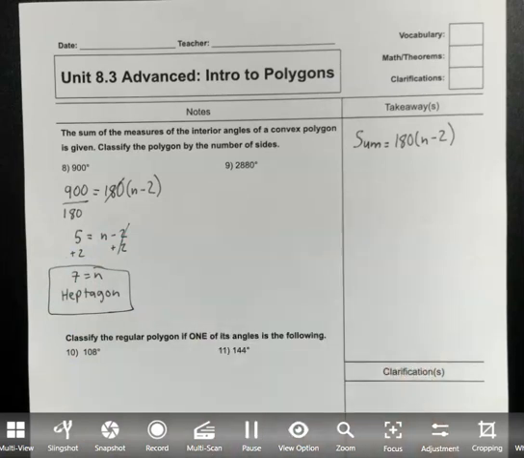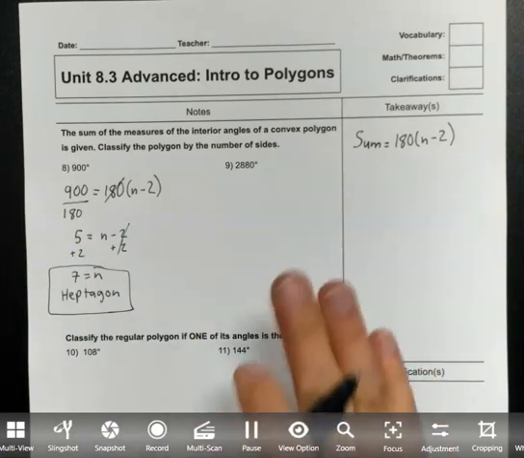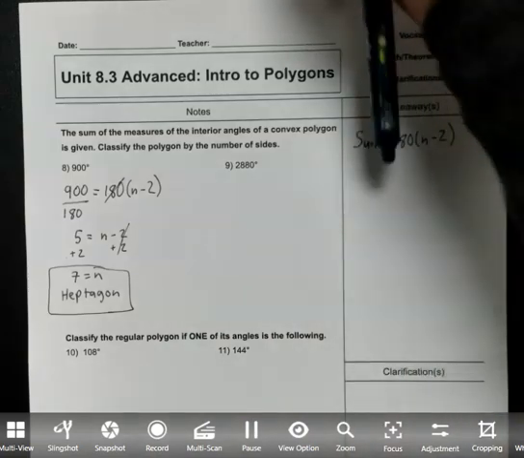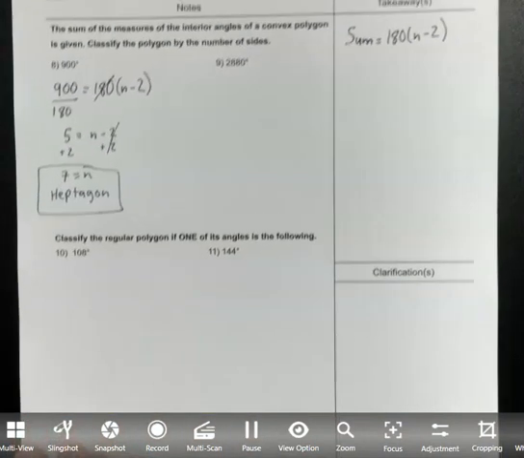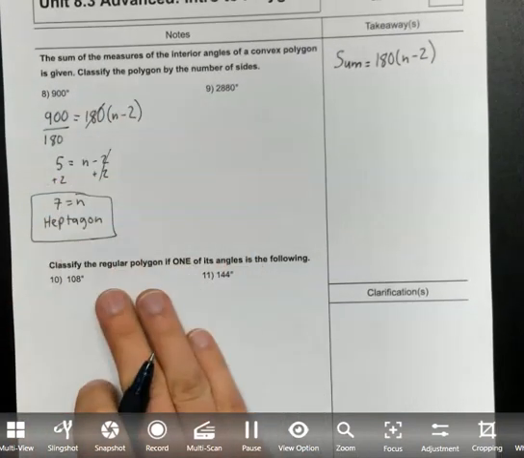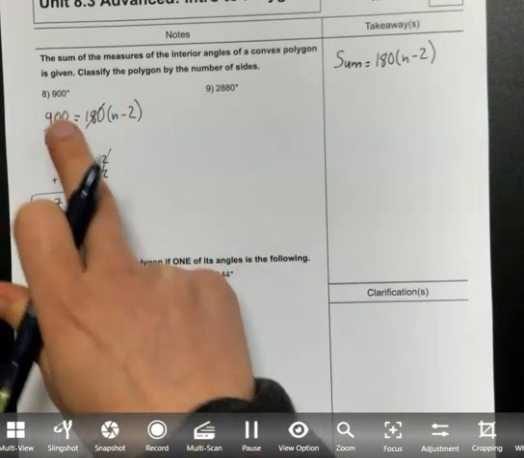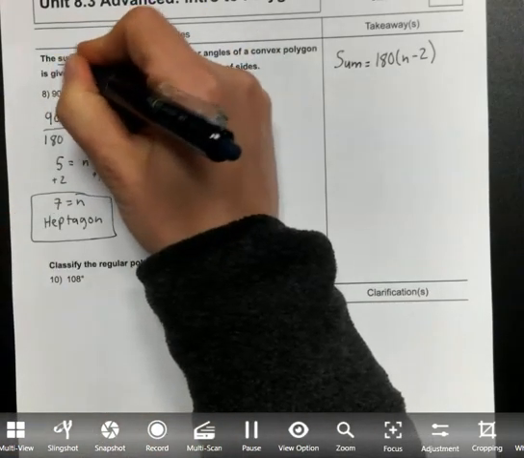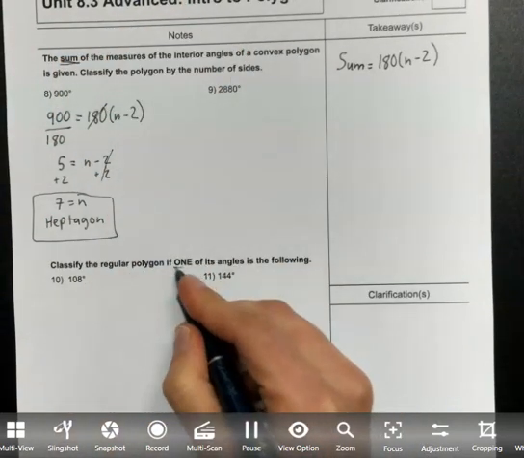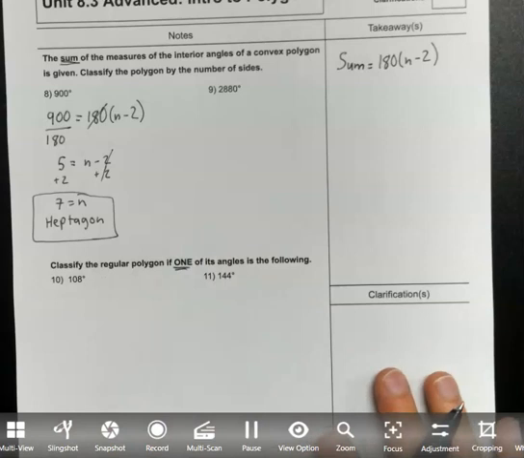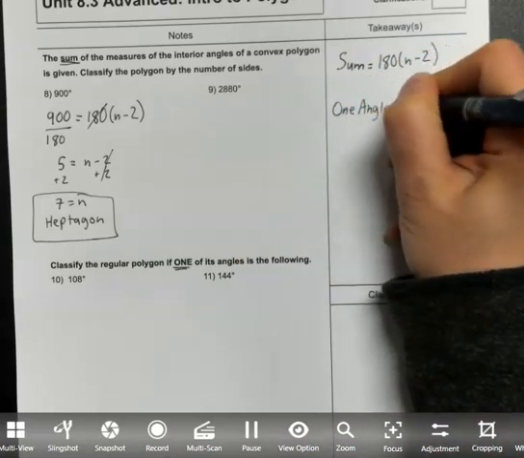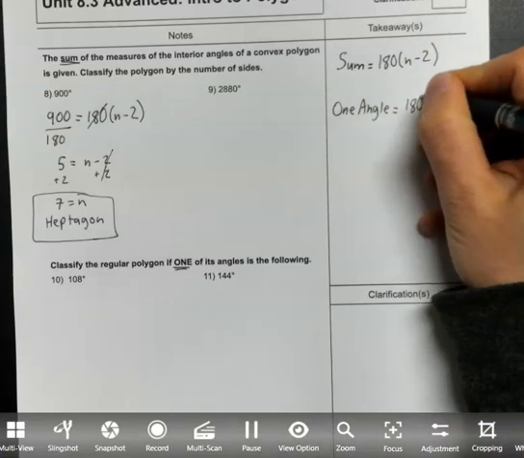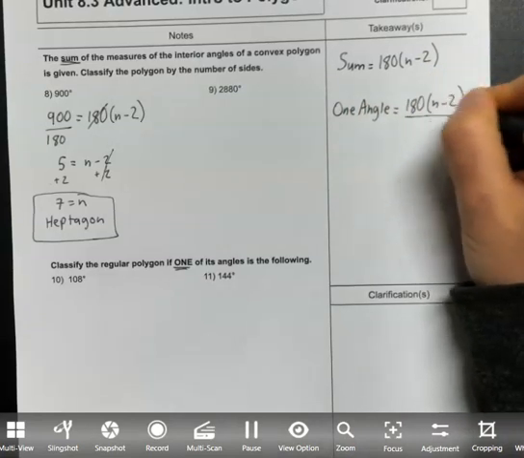Okay, on this next one, please, you do it, you try it, and then look at the filled in notes to check your answer to make sure that your answer matches mine. Alright, so down here, what's different about this versus this? Well, the difference is that over here, they gave you the sum, and then over here, they only gave you one of the angles. Alright, so then I need the formula for just one angle. So the formula for one angle is equal to 180 times n minus 2 divided by n.